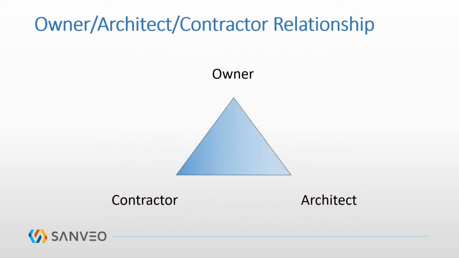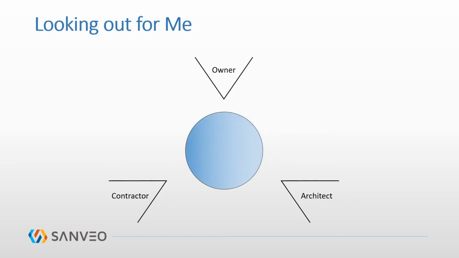If we look at the traditional relationship of the owner, architect, contractor, the owner has a contract with the architect, and the owner has a contract with the contractor. There is not a contract between the architect and the contractor. With contracts like this in place, the owner, architect, and contractor will put up barriers to protect themselves from being liable. As opposed to working together, they will be reluctant to share information and work as a team. This causes conflict and is not what is best for the project.